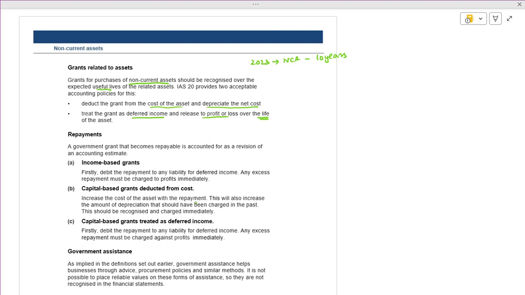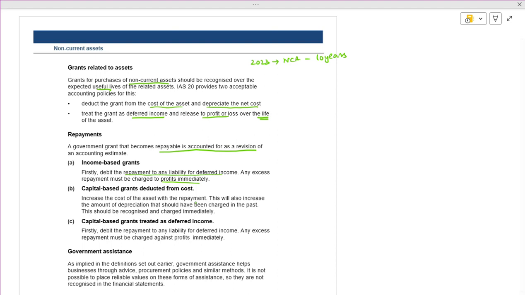And a government grant that becomes repayable is accounted for as a revision. See, if a firm is not fulfilling the requirements, definitely there will be one clause in that grant that it has to be repaid. In that case, what will happen? It's as simple as this: debit the repayment to any liability for deferred income. Any excess must be charged to the profits immediately. There are various things.